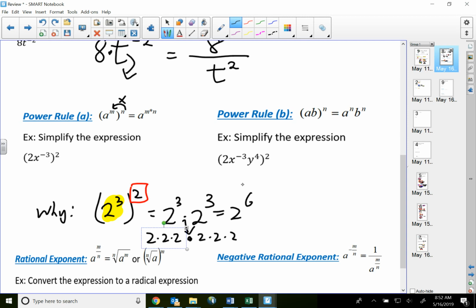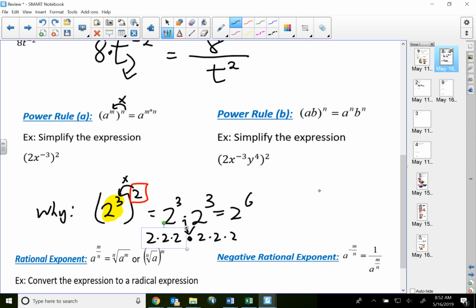Okay, so instead of doing all this, the power rule simply says if your base is raised to a higher exponent on the outside, all we can do is simply multiply the exponents and say that's 2 to the 6th power. Okay?